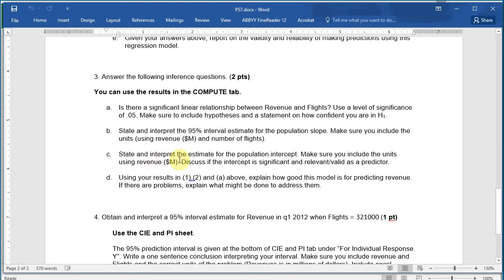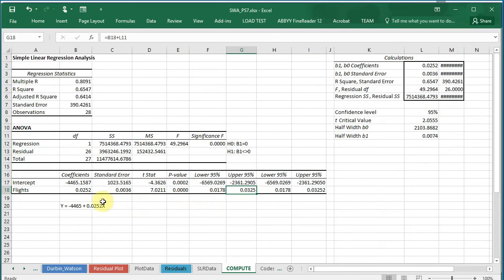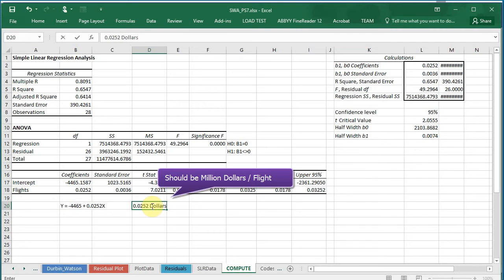Okay, C: state and interpret the estimate for the population intercept. By the way, the units here for 0.0252 are dollars per flight.